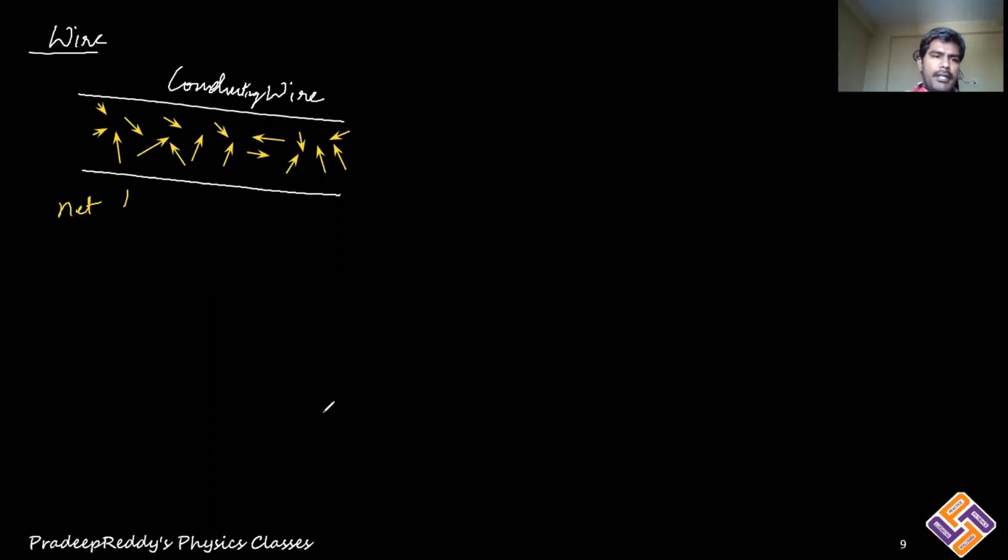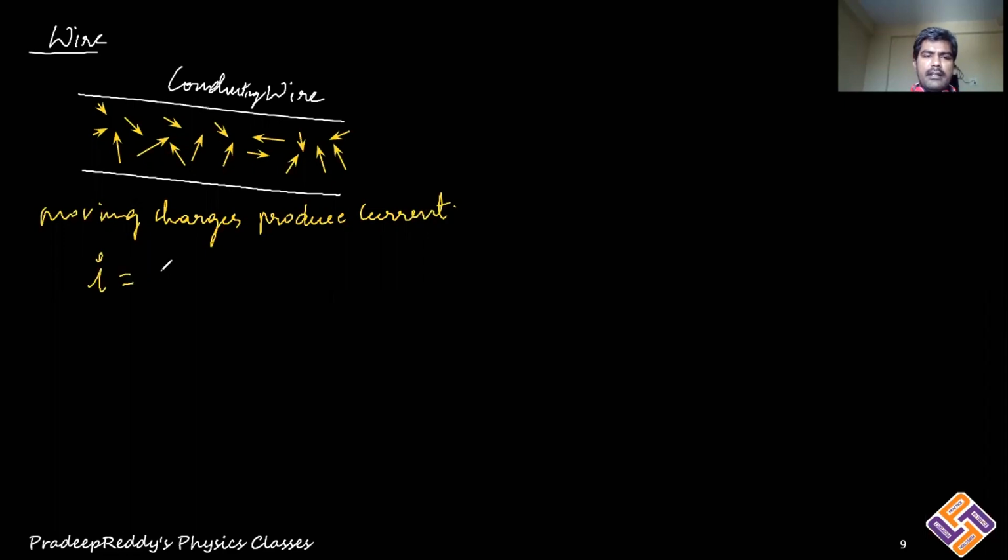Instead of net flow, let me first tell you. Whenever there is a conducting wire, the charges in this conducting wire are able to move freely. So moving charges produce current. This is one thing. Moving charges produce current, and you can calculate that current I as the time rate of flow of charge.